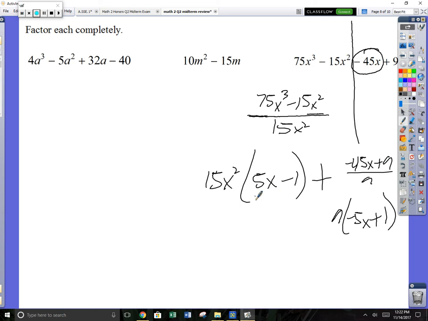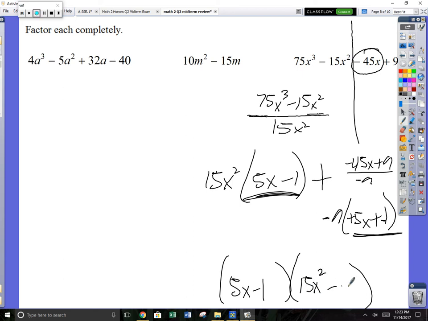And now group 1 and group 2 almost match up. In group 1 it's a 5x minus 1, but in group 2 it's a minus 5x plus 1. So I just need to change the sign. So don't divide by 9, divide by negative 9. Because if you divide by negative 9, a negative divided by negative is positive, and a positive divided by negative is a negative. So 5x minus 1, 5x minus 1, so your final answer is going to be 5x minus 1 in one group, and your other group is going to be 15x squared minus 9.